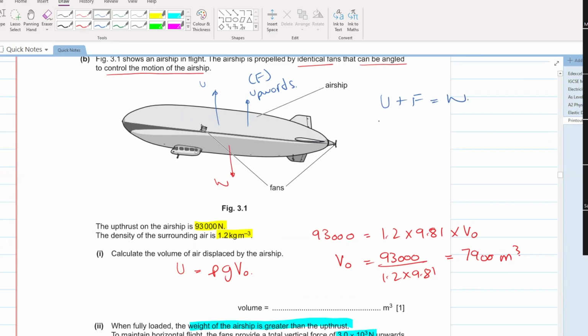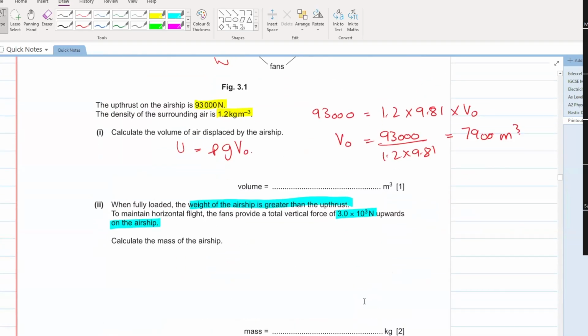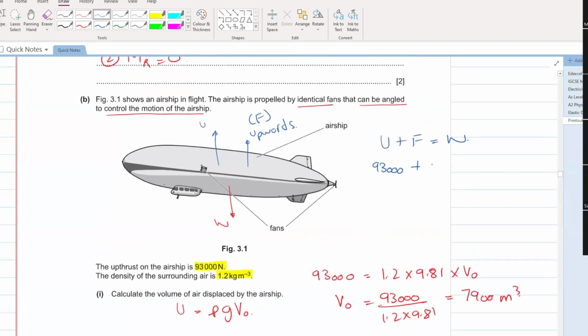What is the upthrust? 93,000. What is the upward force that you are applying? 3 into 10 raised to the power of 3. This equals your weight. What will your answer come out to be? 93,000 plus 3 into 10 raised to the power of 3. This comes out to be 96,000 Newton as your weight.